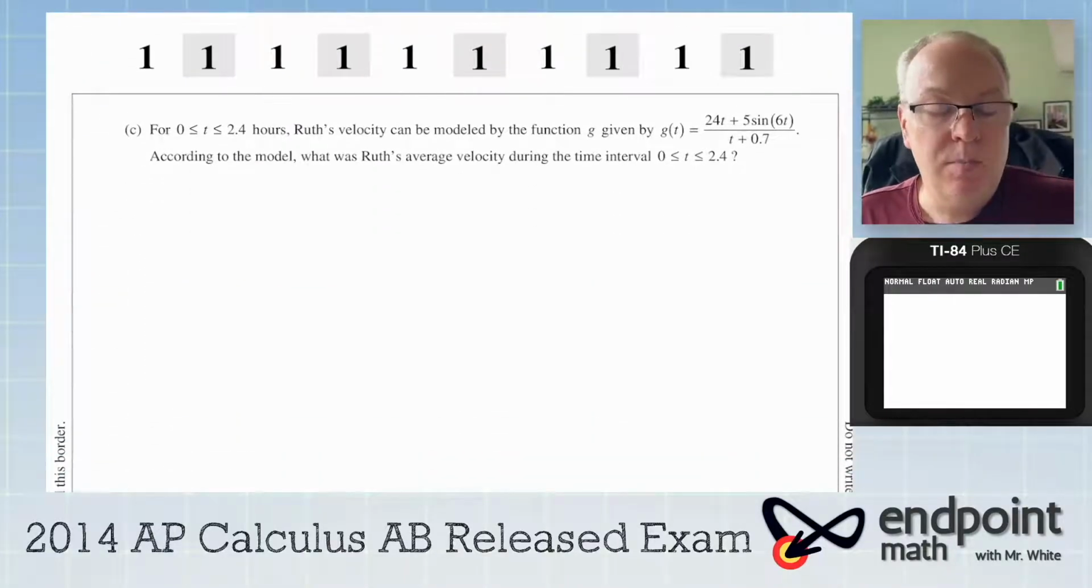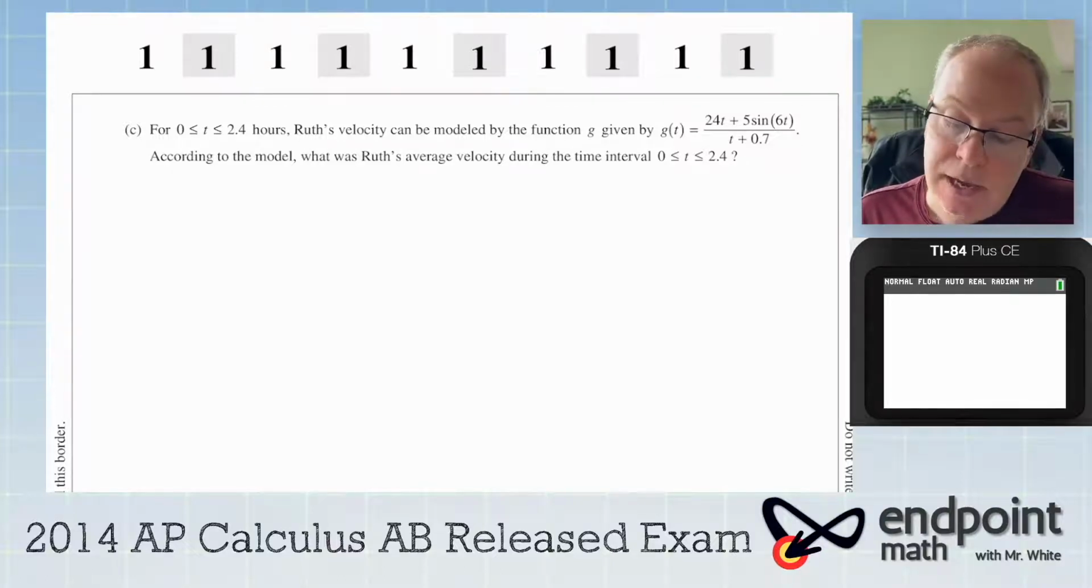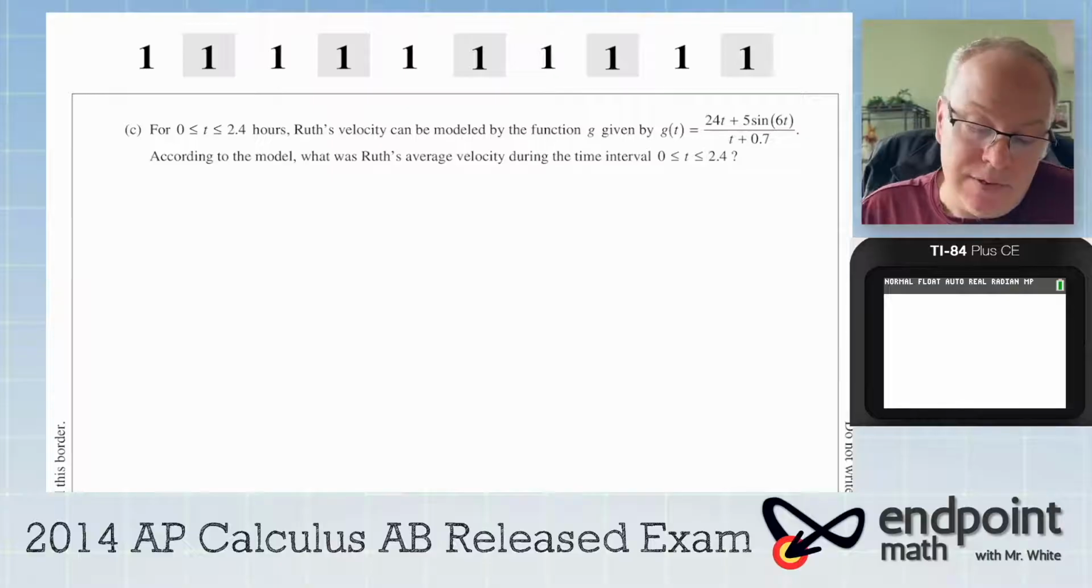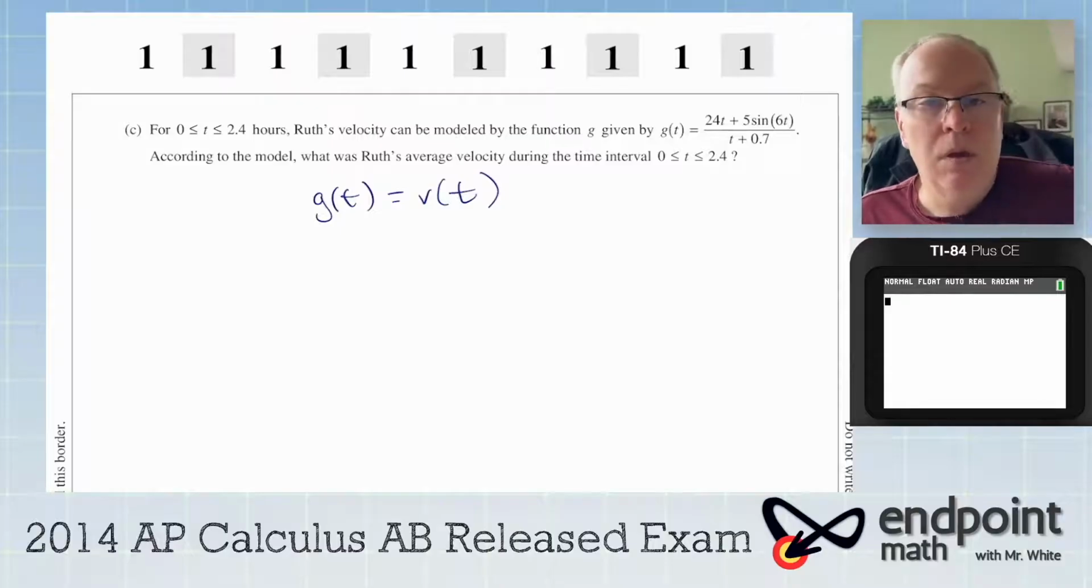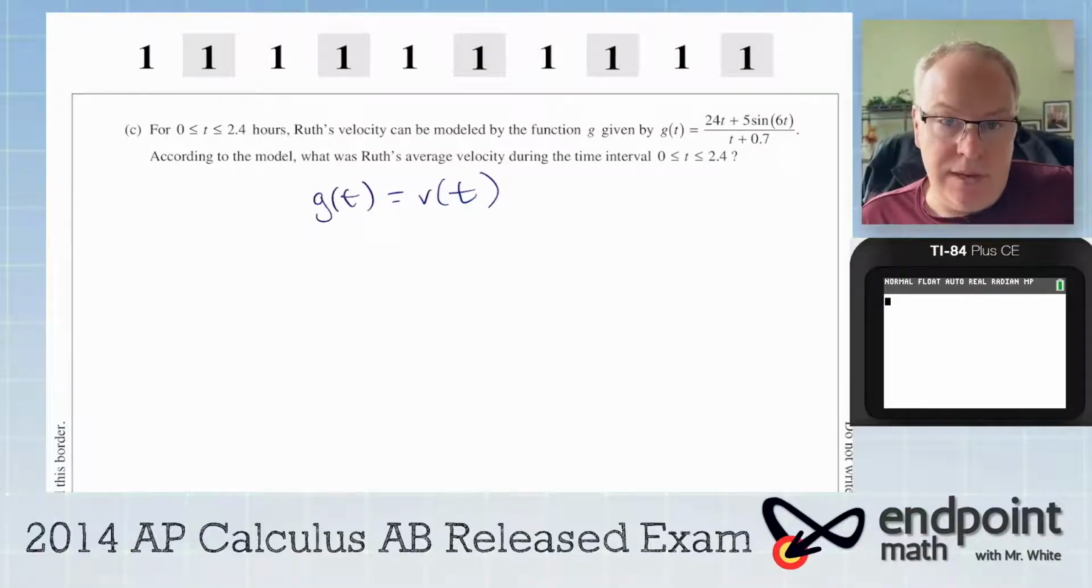For those first 2.4 hours, Ruth's velocity can be modeled by this function here. All right, so that's the velocity function. So g of t is velocity. We finally have a function instead of working off the tables. According to the model, what was Ruth's average velocity during that time period?